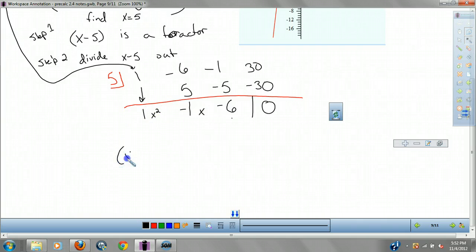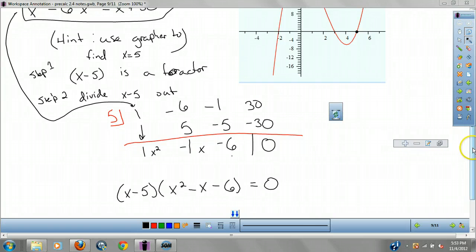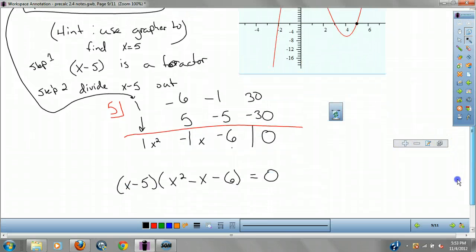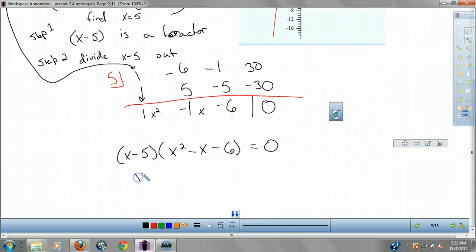Okay, so I took out this x minus 5. So I get that times x squared minus x minus 6, and I'm setting the whole thing equal to 0. Again, I divided our original by that x minus 5 because I knew it was a factor. Now I've got to get the other two. Now here I can just factor this. I'm pretty sure it's going to be -3 and 2 because I have a -6 and a -1 here. So I get x minus 3, x plus 2.